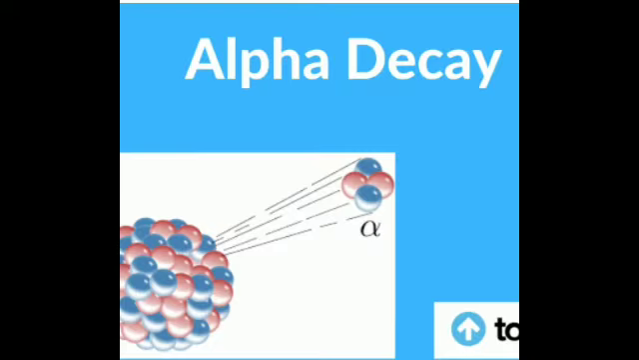Alpha decay. When an unstable nucleus decays by emitting an alpha particle, it loses 2 protons and 2 neutrons. As a result, its atomic number Z decreases by 2 and the mass number decreases by 4. The equation is X with Z and A gives Y with A minus 4 and Z minus 2, plus helium with mass number 4 and atomic number 2. Here X is called the parent nucleus and Y is called the daughter nucleus. For example, the decay of uranium.